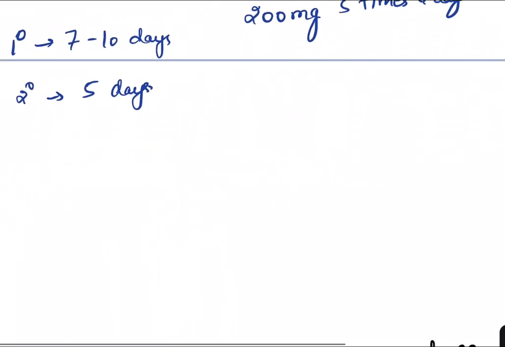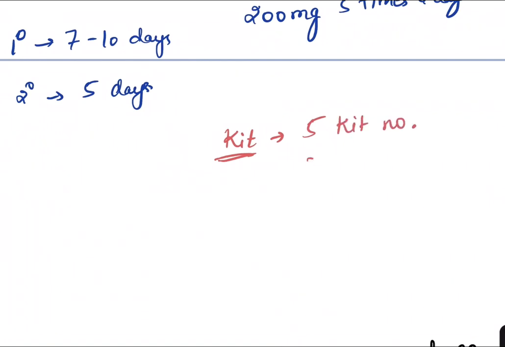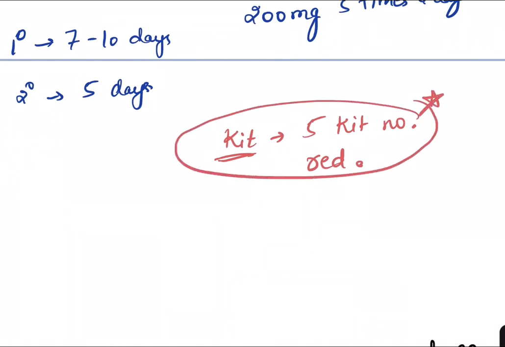Now from here we can remember the kit. For herpes, which kit will be there? For herpes there is kit number 5, and which color is it? It is red color. Please remember this point. Red color is for herpes, because in herpes we see red color. So kit number 5 we have to use.